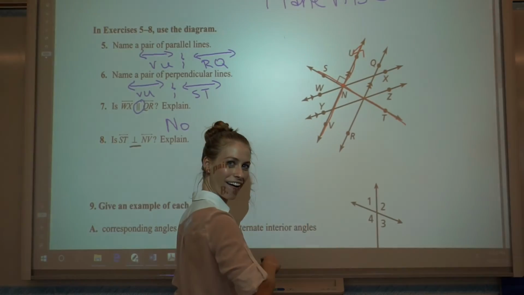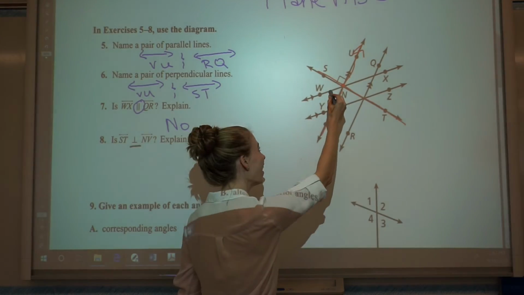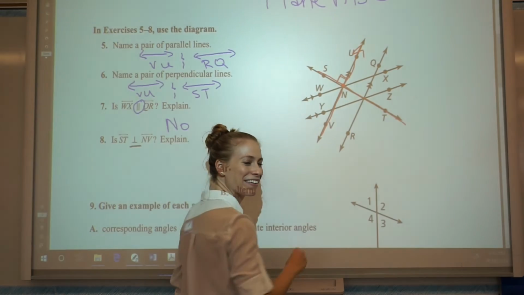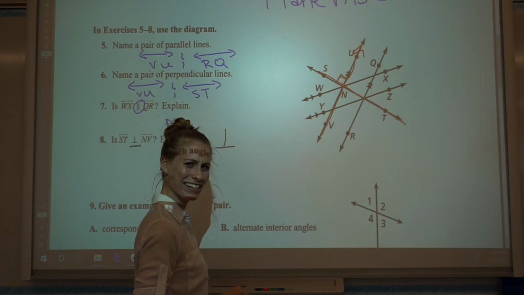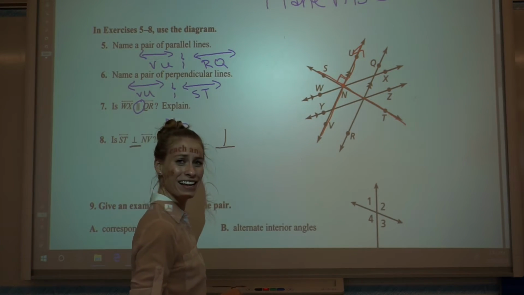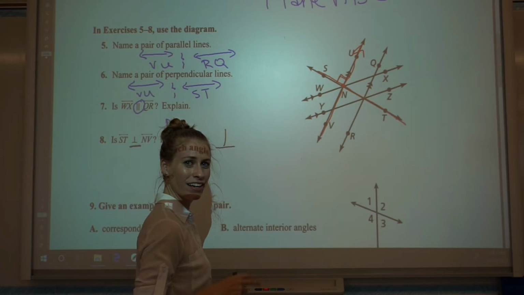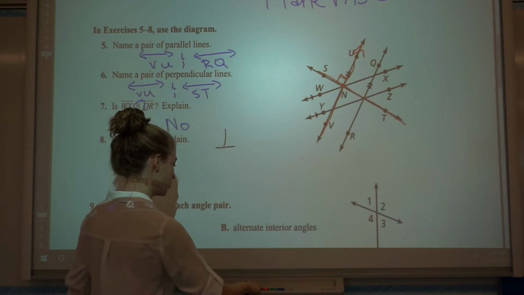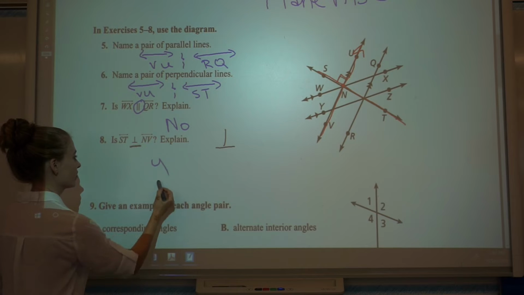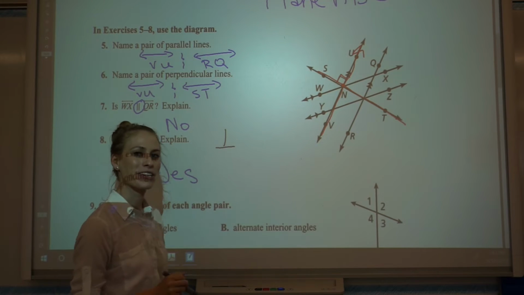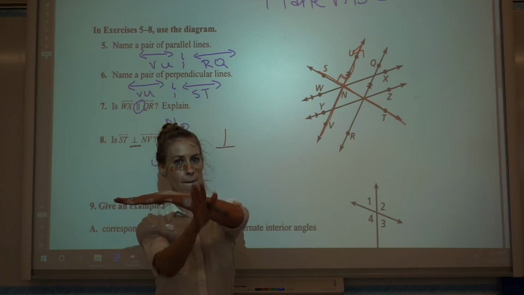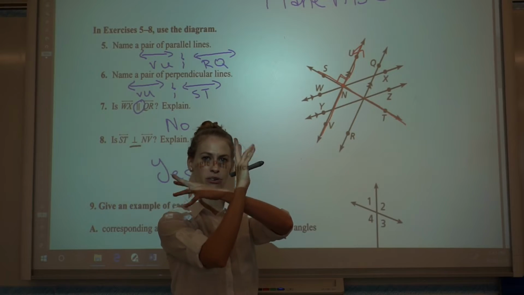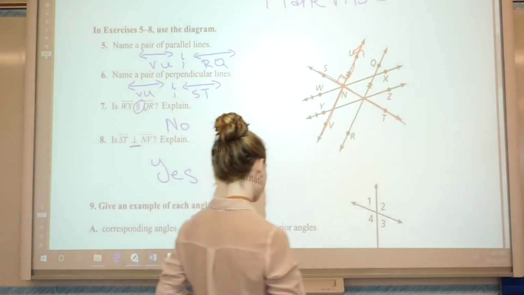Oh, look at there. It's that little 90-degree angle. So therefore, perpendicular, 90 degrees. So the answer would be yes. They are perpendicular because when they intersect, they form 90-degree angles.